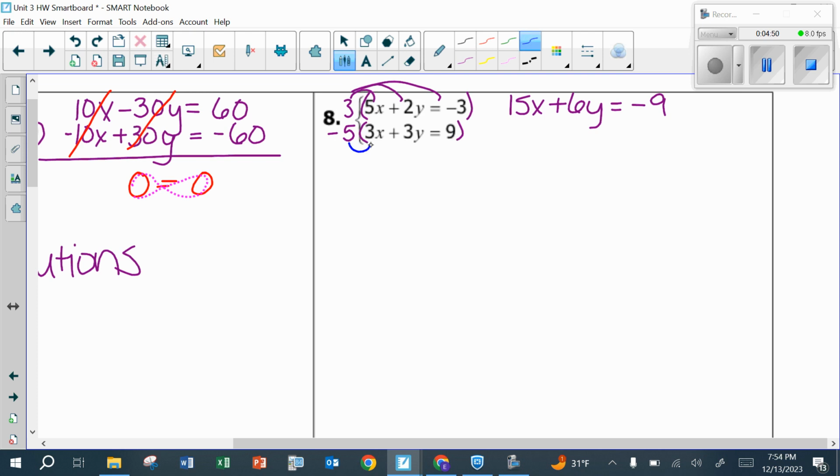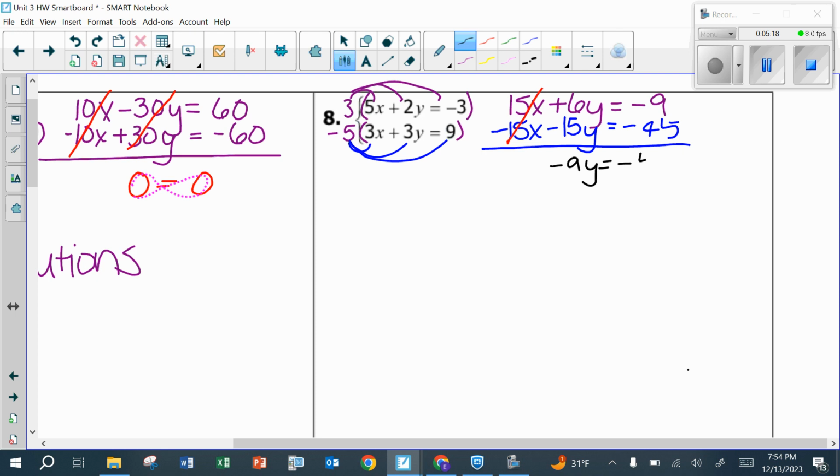We got negative 5 times negative 3, negative 15x. Negative 5 times 3y is negative 15y. And negative 5 times 9 is negative 45. We got 6 minus 15. Well, actually, first, these cancel out. 6y minus 15y is negative 9y. And negative 9 minus 45 is negative 54. And now we can just divide both sides by negative 9. And we get 6. So y equals 6.